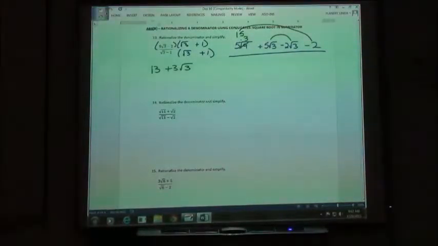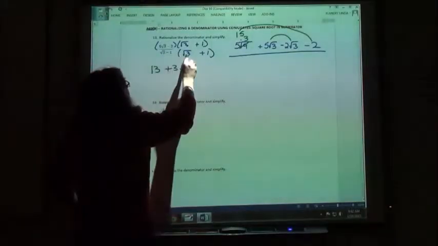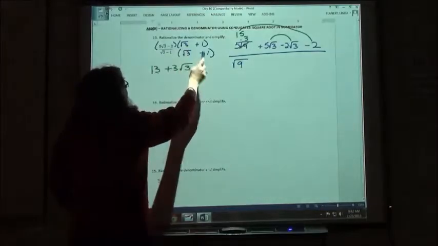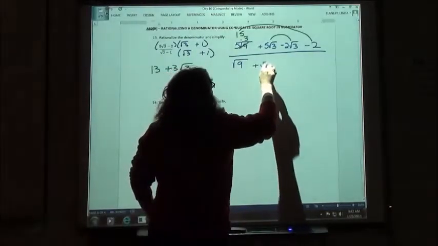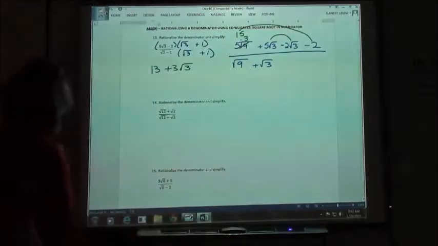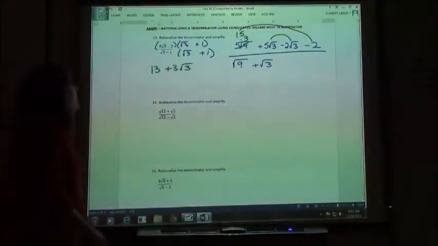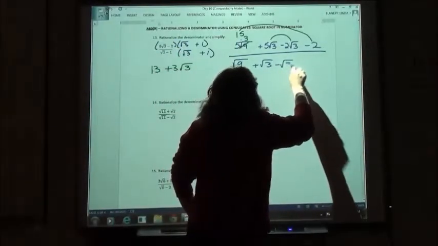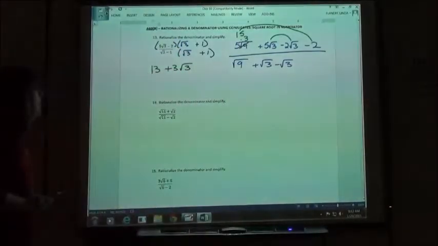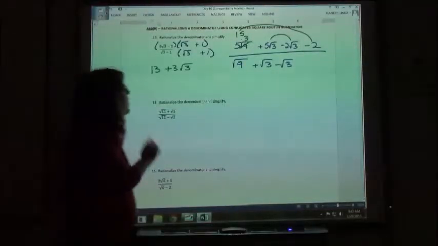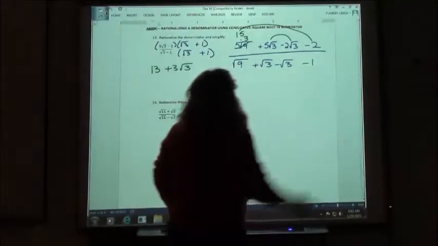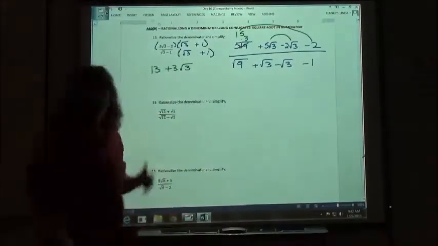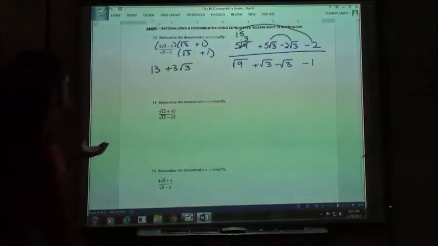On the bottom, I'm going to FOIL that out. Square root of 3 times the square root of 3 would be square root of 9. Square root of 3 times a positive 1 is a positive square root of 3, or positive 1 square root of 3 if you want to write the 1. On the inside, negative 1 times the square root of 3 is negative square root of 3, or negative 1 square root of 3. And then the last, negative 1 times a positive 1 is a negative 1. Now we know on the bottom when we simplify that the middle term should be opposites and will cancel out.